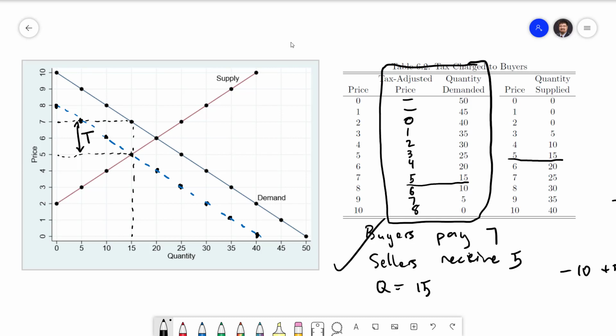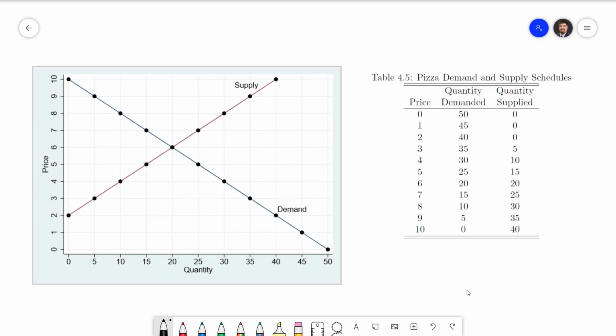What always ends up happening is the buyers pay more than they used to, 7 is bigger than 6, the sellers receive less than they used to, 5 is less than 6, and the total quantity in the market is lower than before, 15 versus 20 in our example. Since it doesn't matter which side is charged the tax, we actually don't even have to specify, and we can use another technique called the tax wedge to figure out what's going on.